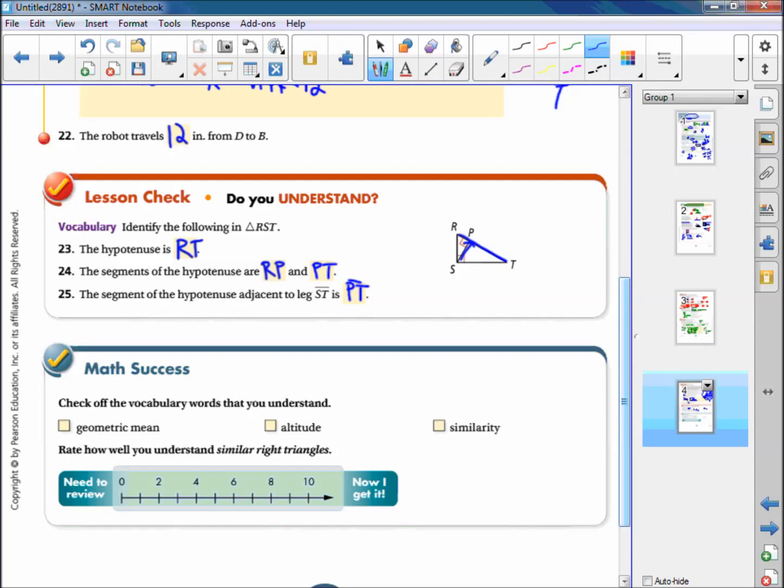Okay. All right, that concludes our notes for the day. Check off the vocabulary words that you understand here. So we should be pretty good at geometric mean. Altitude, that's just the height of the triangle. And similarity, we're still working on. So if you're having some trouble with similarity of right triangles, if you can't see which parts go with the geometric mean for corollary 1 and 2, you want to go back and watch the video again. I'll see you in class next time.